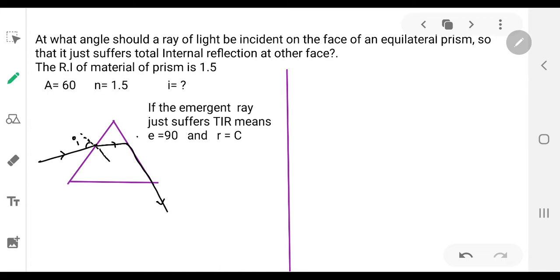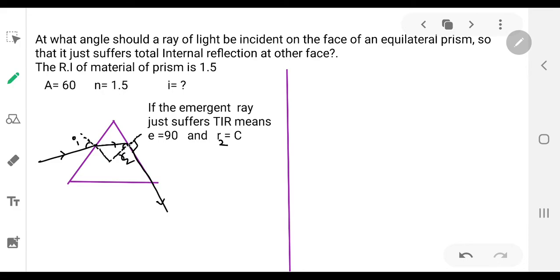So this is the normal to the surface at the second surface. If the emergent ray just grazes along the surface, the emergent angle is 90 degrees, and R2 is equal to C.